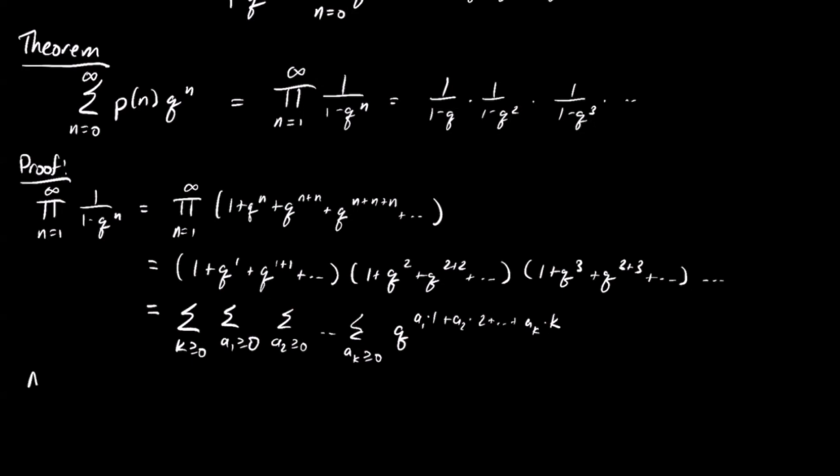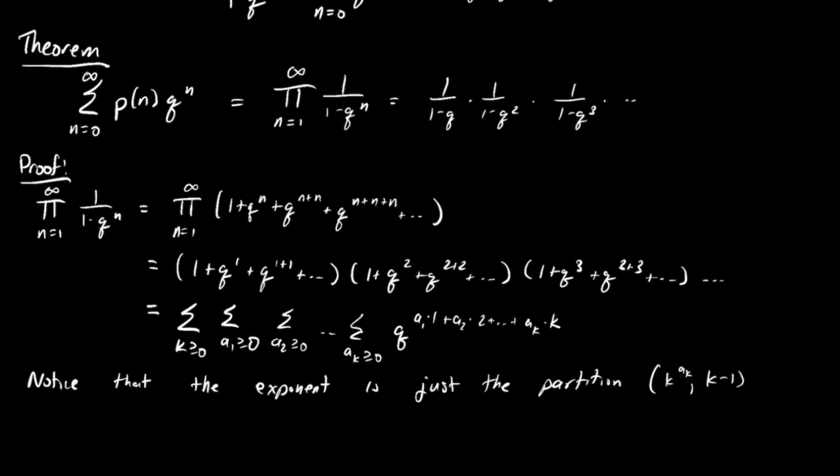So notice that the exponent is just the partition. What does the partition look like? It's k to the ak, so there are ak copies of k, k minus 1 to the a sub k minus 1, up till 1 to the a1. So there are a1 copies of 1.